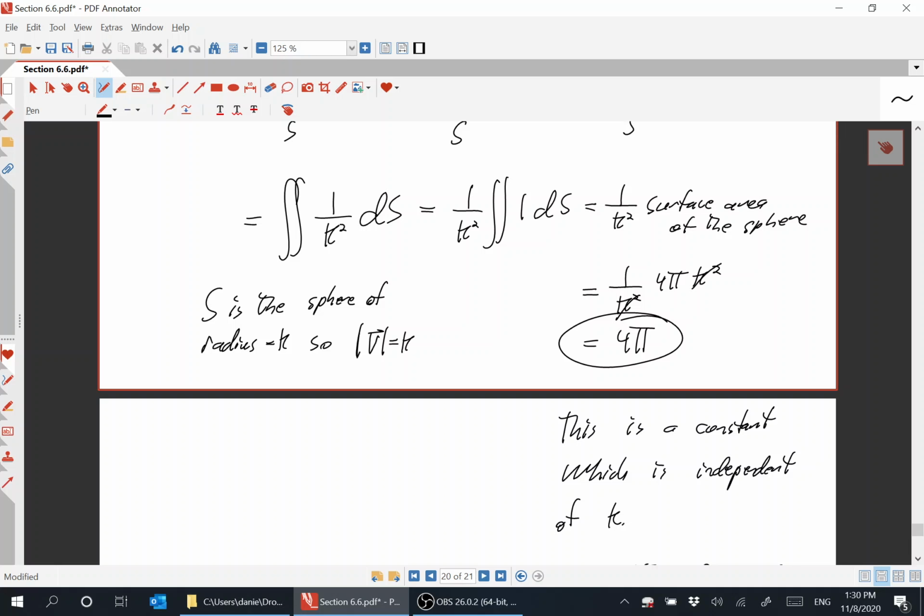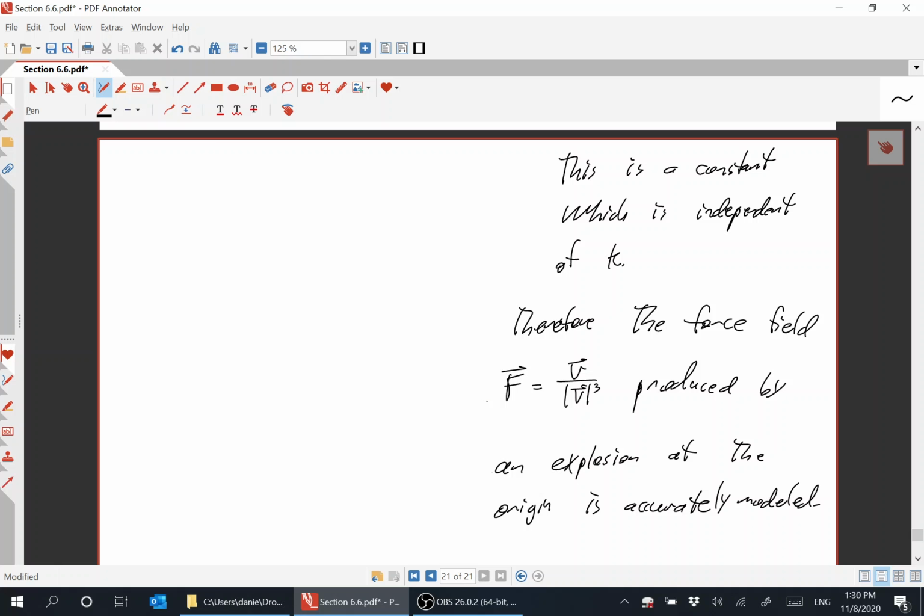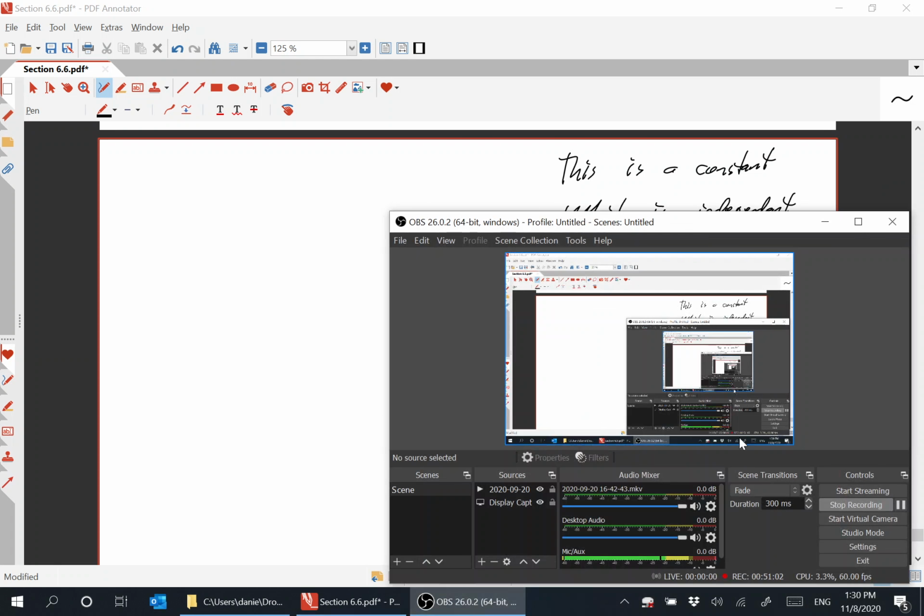Okay, so that's a vector field that accurately models that physical phenomenon. Okay, so that is the end of the lecture on this section.